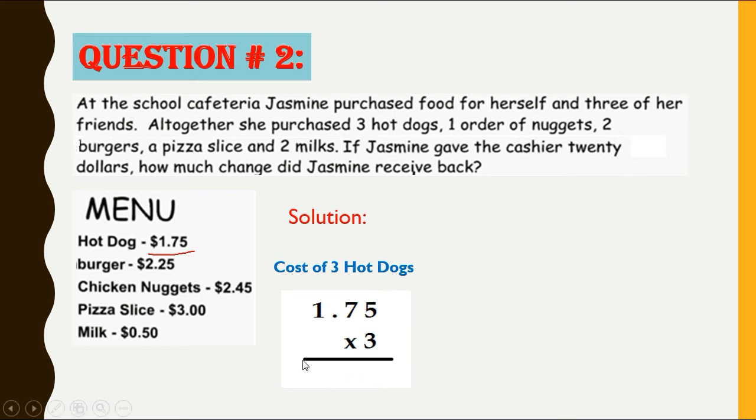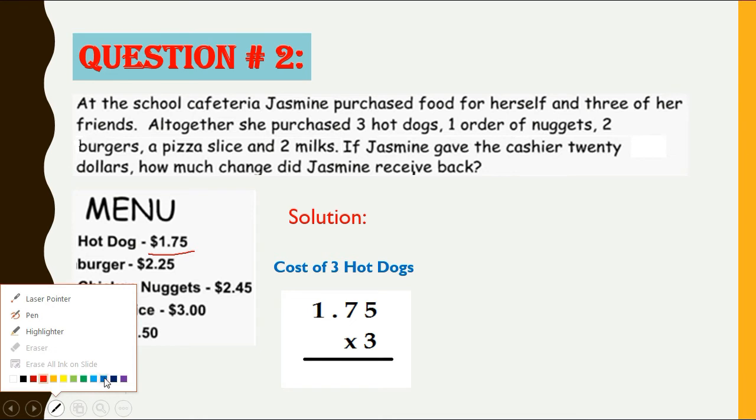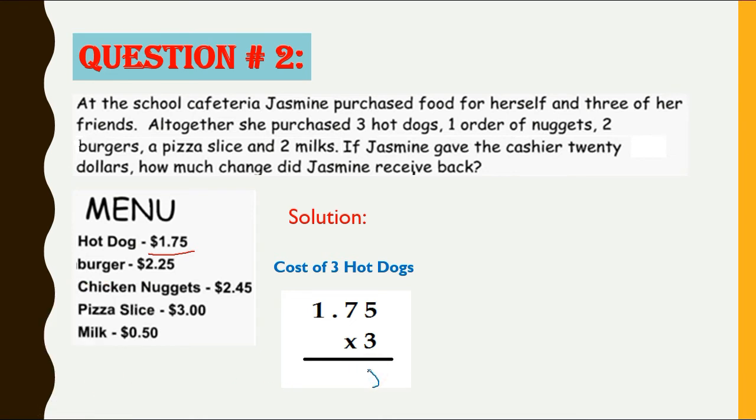3 5s are 15. We write 5 here and put 1 carry here. 3 7s are 21. 21 plus 1, 22, write 2 here and put 2 carry here. 3 ones are 3, 3 plus 2, 5. Here you can see from the right hand side we have 2 digits after the decimal point, so we'll put the decimal point after 2 digits from the right hand side. So 5.25 is the cost of 3 hot dogs. We have found the price of 3 hot dogs.